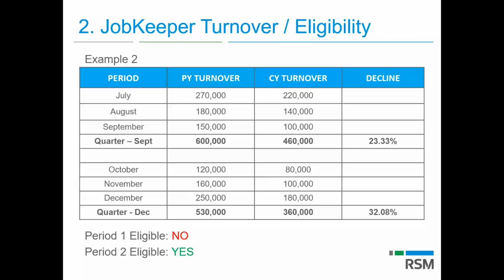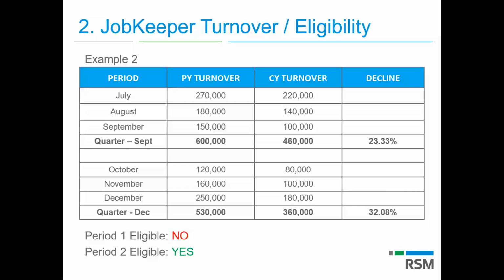However, in the December quarter, things were a little bit worse for this entity. Its prior year turnover, comparable turnover, was 530,000. The current year turnover is only 360,000, which is a decline of just over 32%. As this is over 30%, then this entity can come back in for JobKeeper 2 and will receive payments for the last 3 months of the program.